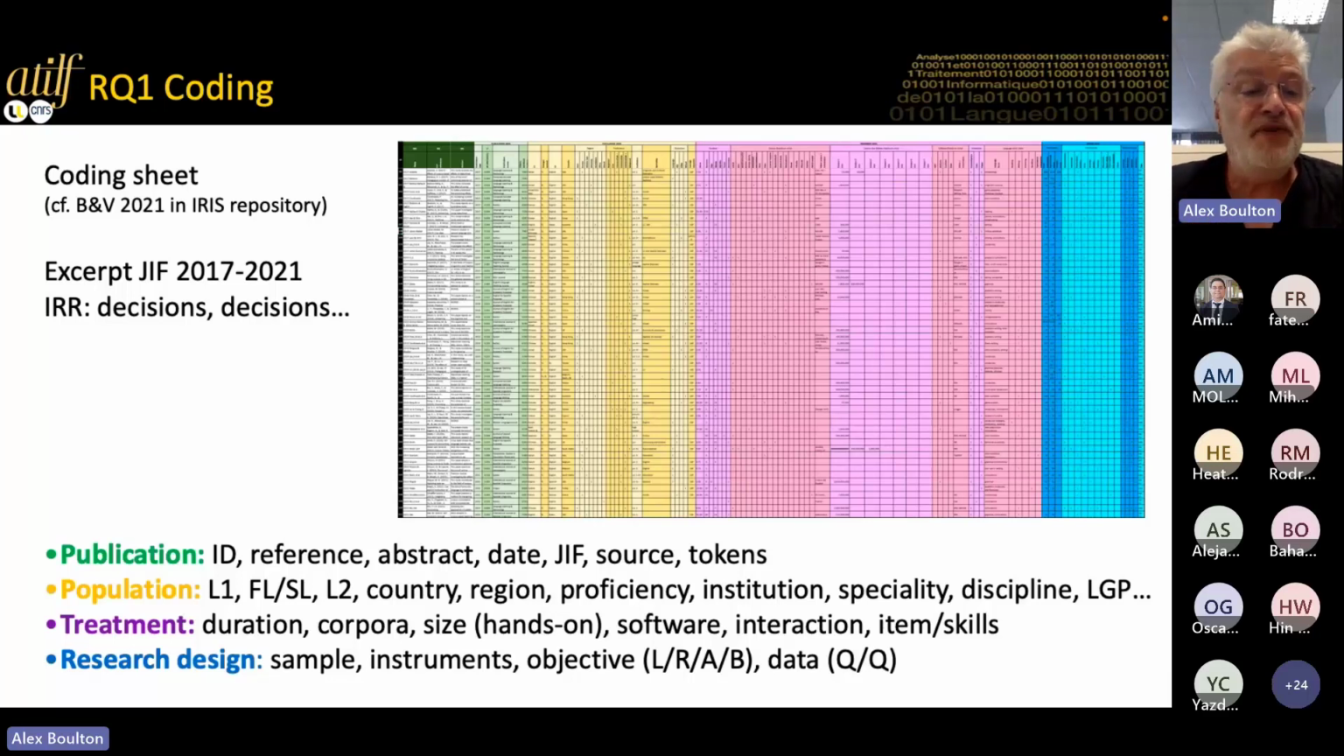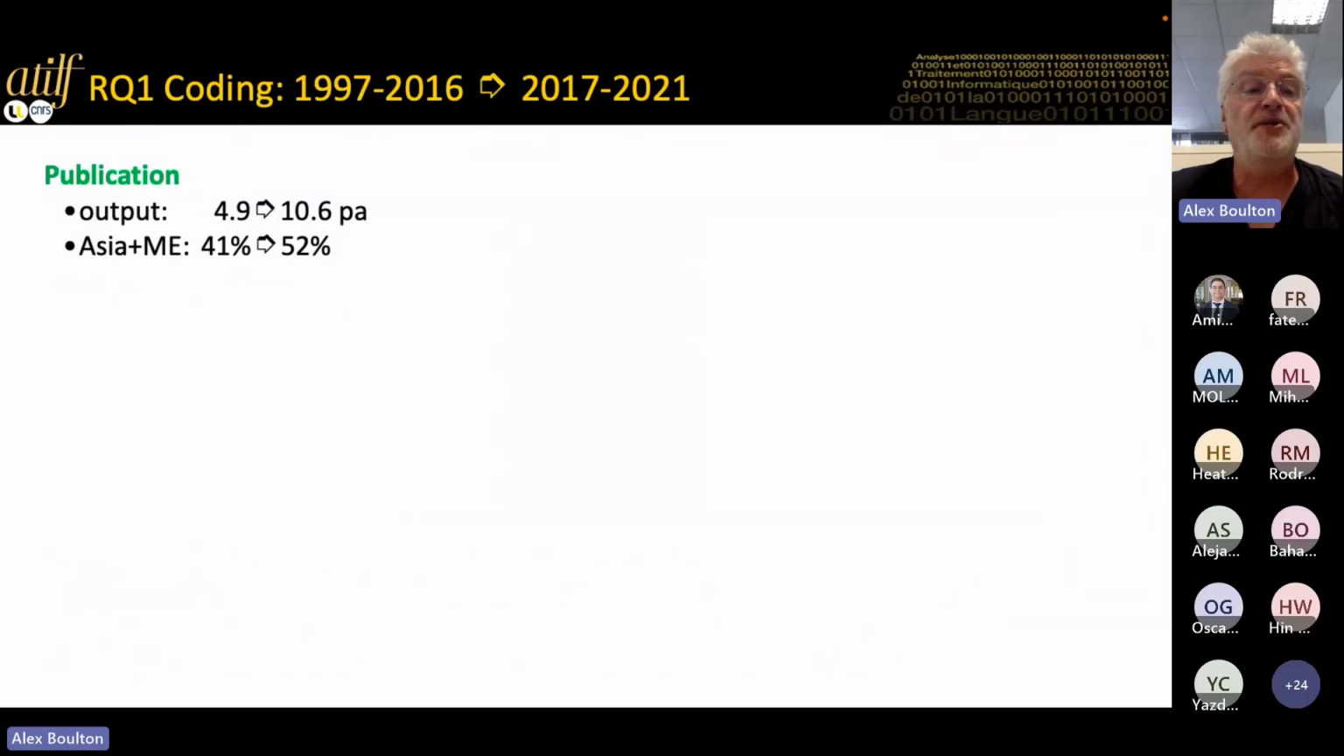And the coding sheet is in different colors for different things: publication data, population data, treatment data, and research design. So let's just go through some of the things which are quite noticeable. Comparing the earliest corpus, the first 20 years, with the last 5 years, we see that the total output has gone up. It increased from about 5 papers per year to over 10 papers per year in the last 5 years. So there is increasing output.